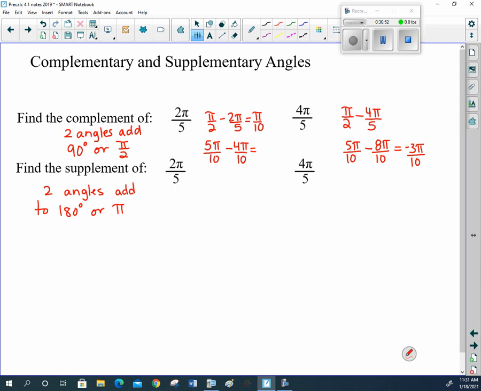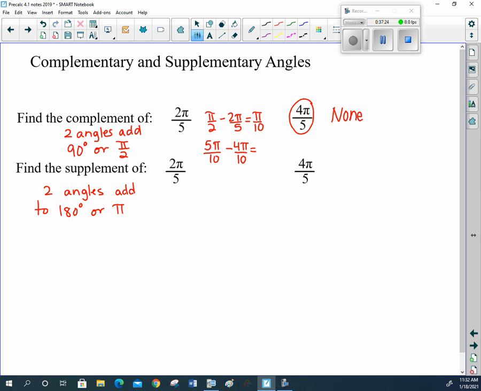The reason we ended up with a negative number here, guys, is because 4 pi over 5 is actually bigger than 90 degrees to begin with, or bigger than pi over 2 to begin with. I mean, it's almost pi. It's almost 180 degrees. So this one doesn't have a complement. This one's a none. If your angle's already greater than 90 degrees, then you don't have a complement.